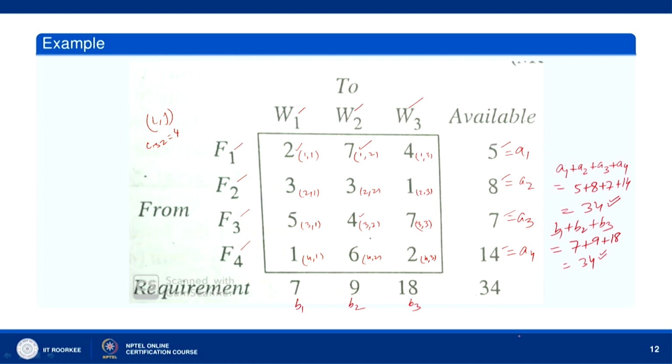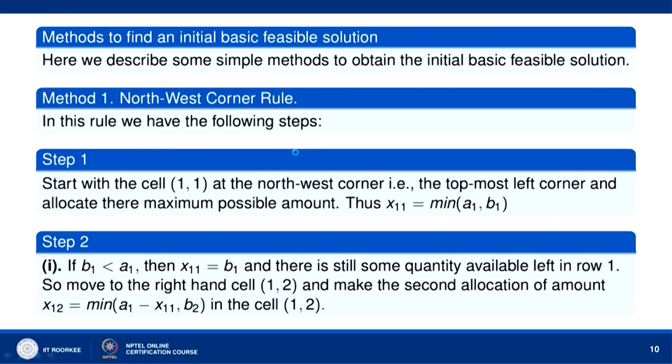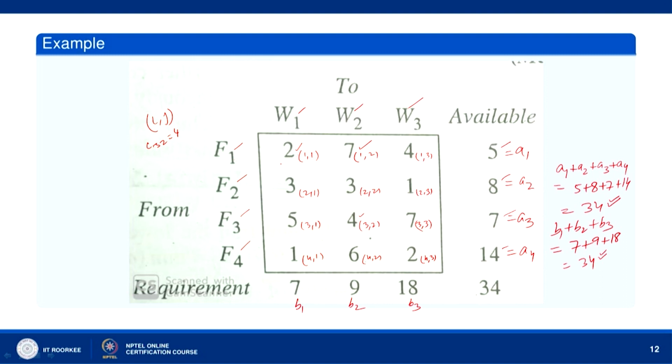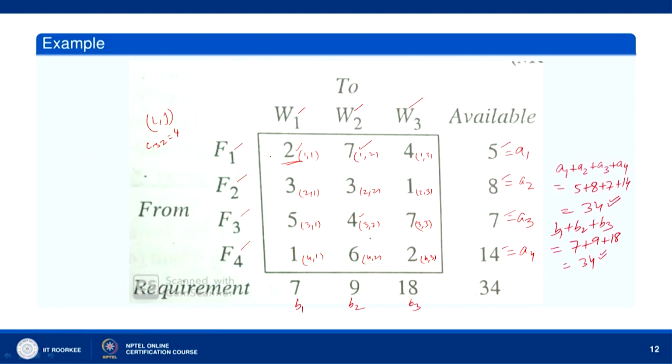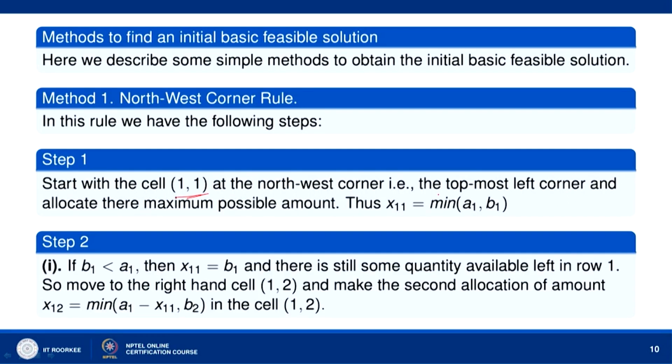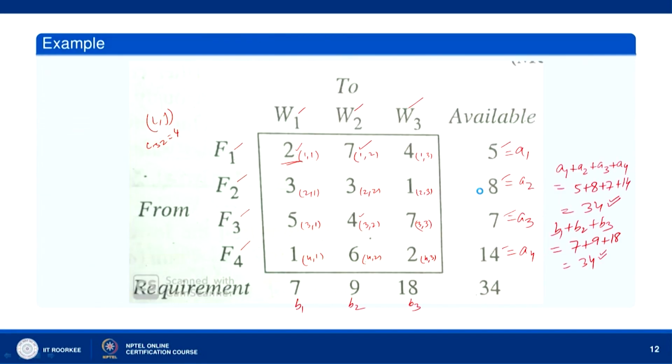Okay, right. So, now let's see what the northwest corner rule is. Start with the cell 1 1. Okay, this is the 1 1 cell. So, start with the cell 1 1. You can see this 1 1 cell is also the northwest corner. The northwest corner of the table is the topmost left corner. You can see this is the topmost left corner of this table.